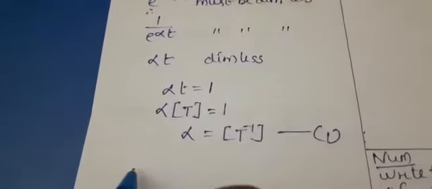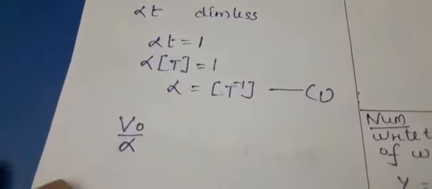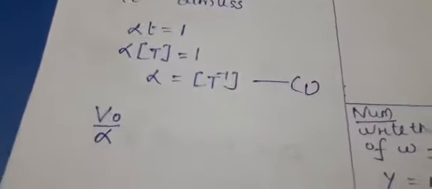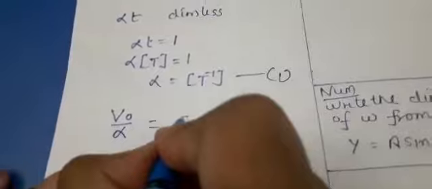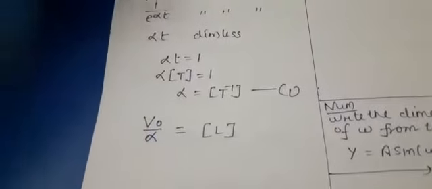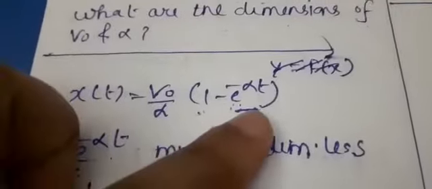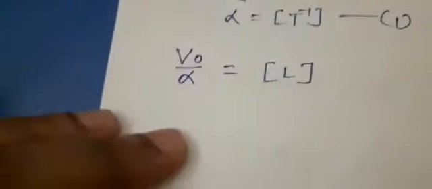So now 1 minus e raised to the power minus alpha t is dimensionless. So no contribution to dimension. So what is left on the right hand side? V naught by alpha. Dimensionally 1 minus e raised to the power minus alpha t is dimensionless. So now this V naught upon alpha must have dimension of length. Why? Coming to the statement again, you can see here x will have the dimension of distance only. This 1 minus e raised to the power minus alpha t is dimensionless. So V naught upon alpha must have dimension formula L.